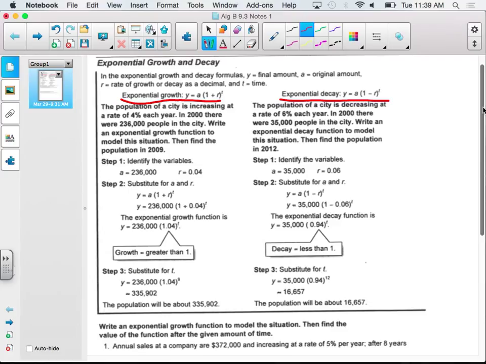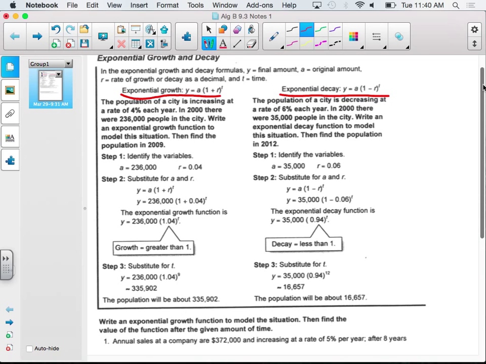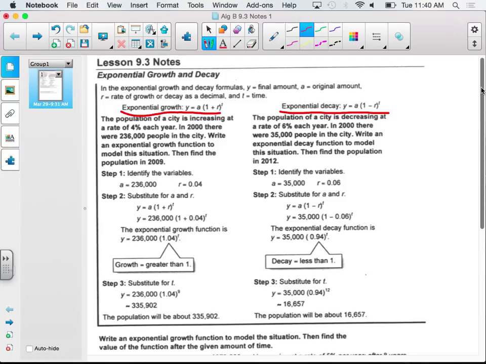The population of a city. Yeah, population of a city. It's describing that it's increasing at 4%. So, given the function that we're going to come up with, whatever amount of time that we plug in, we should be able to estimate what the population will be. So, we have our variables that we need. So, identify our variables. A is 236,000.